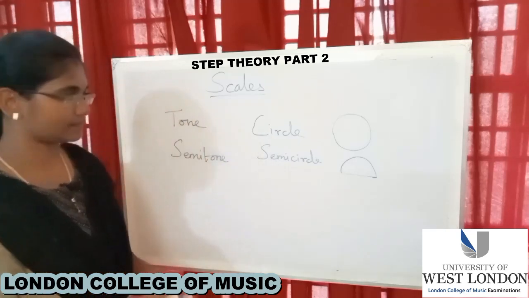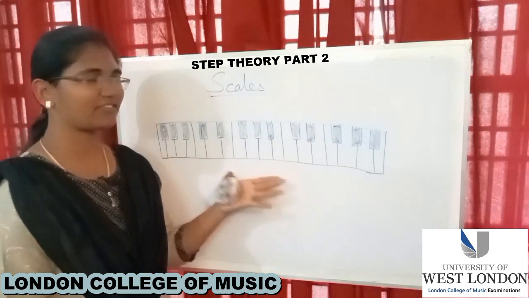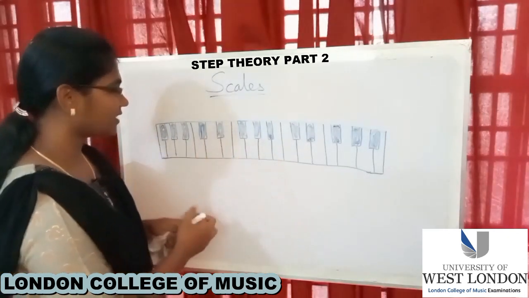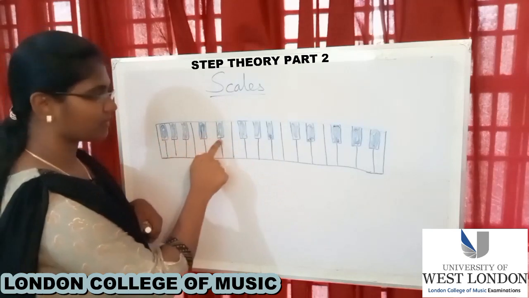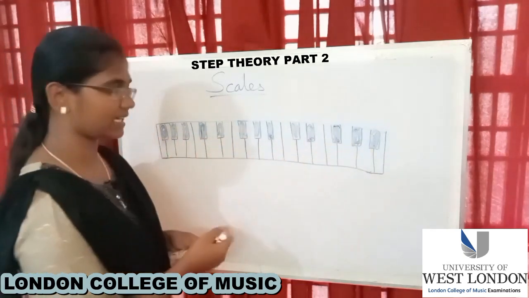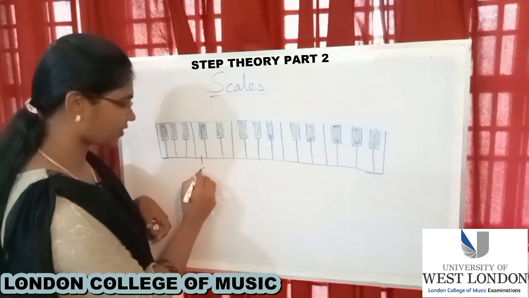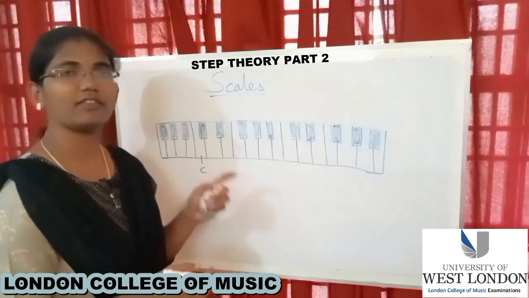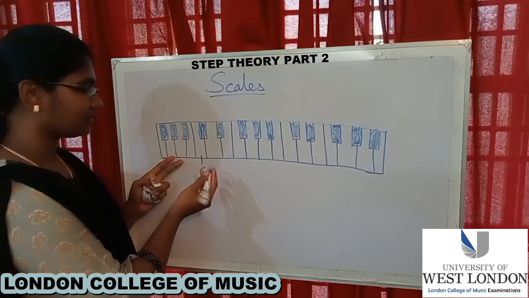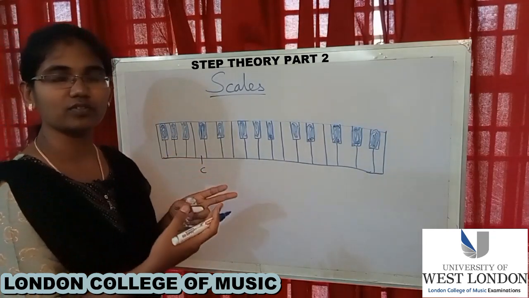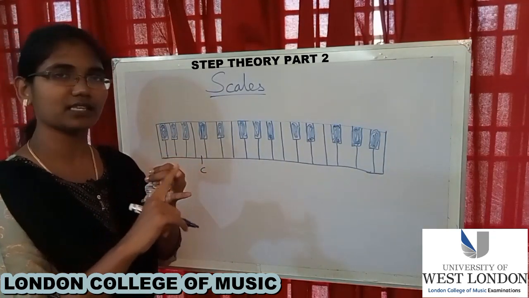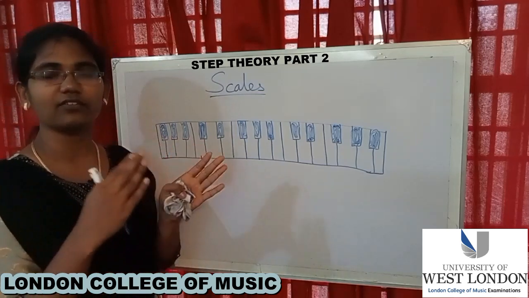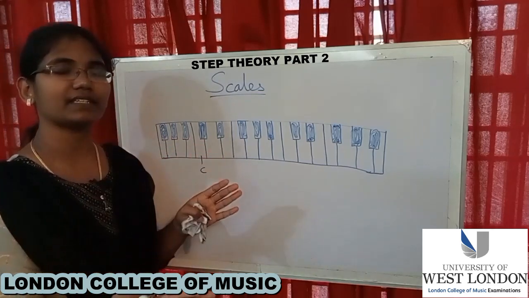We will see. Okay, now take one piece of keyboard keys. Here there are 3 black keys, 2 black keys, 3 black keys, 2 black keys and 3 black keys. Take this as C. This is our middle C. Now we are going to find the gap between the 2 notes. We learned tone and semitone. Tone means 2 semitones. If we add 2 semitones, that gives a tone.